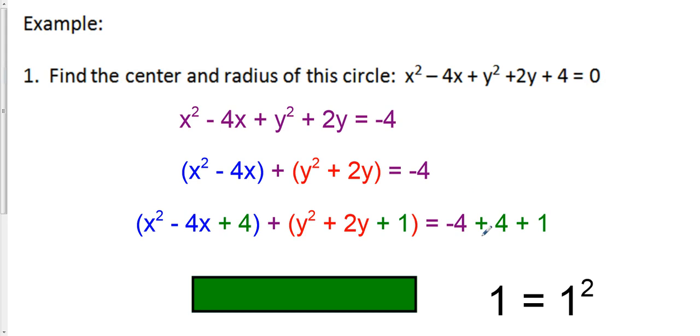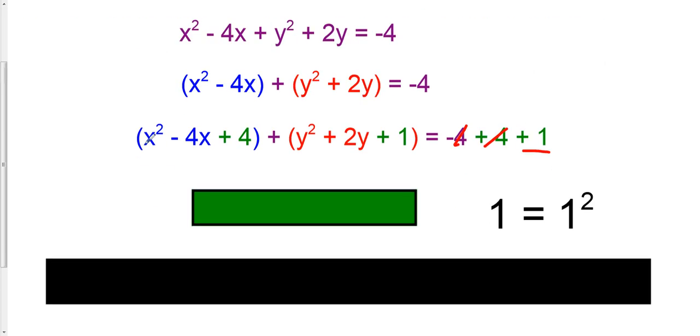Now again, negative 4 and positive 4 kind of cancel each other out. So what's left on this one is just the 1. When I'm factoring this piece out, I'm asking what two numbers will multiply to positive 4 and add to negative 4. Well, that's going to be negative 2 and negative 2. Same question, what's going to multiply to positive 1 and add to positive 2? And that's going to be positive 1 and positive 1. Those two numbers will multiply to this and add to this.